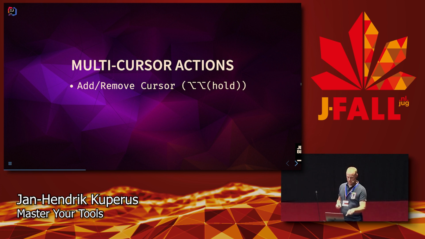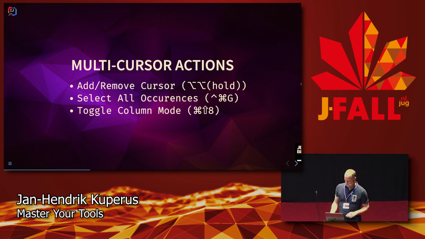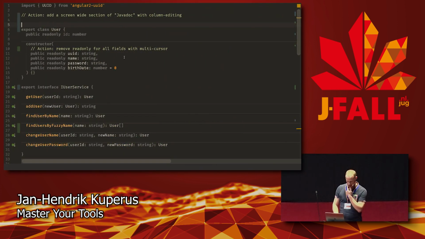can double tap Option and hold it for the second point, and then just use the cursors up and down to add extra cursors. Or when you're doing find, you can select all of the occurrences and then type over them, and you have something that's called column mode. Now, let's see what this looks like.